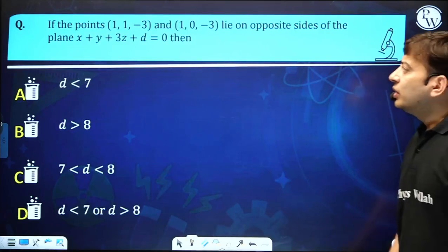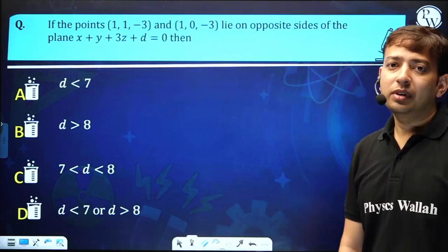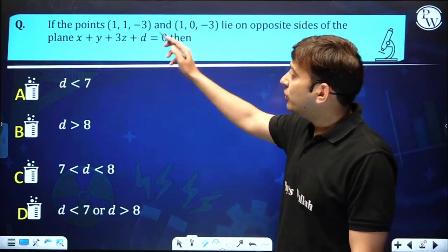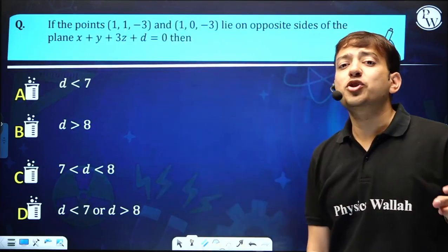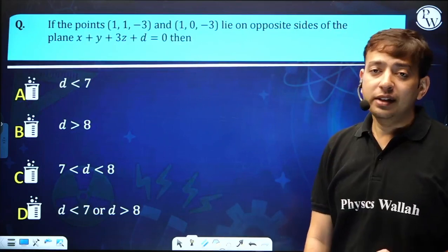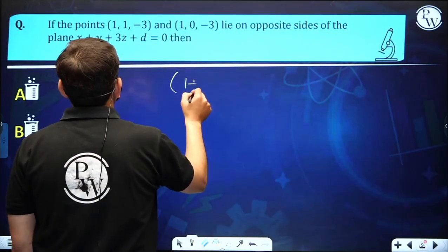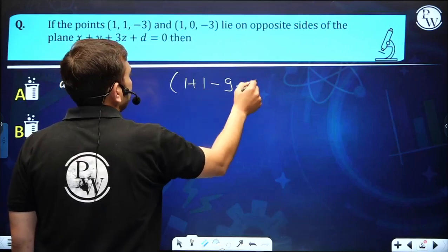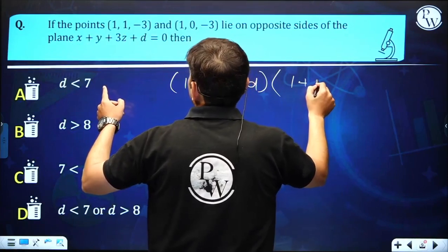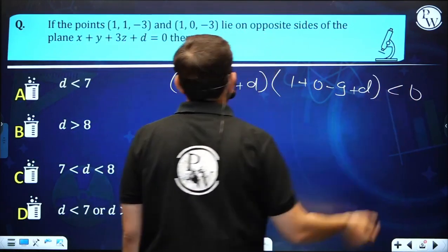Moving on. The points this and this lie on the opposite sides of the plane. Then, sir, the points are lying on opposite sides. So that means if you put one point and another point, the product should be less than zero, because one will give you a positive value and one will give you a negative value. So in this case, put the point: 1 plus 1 minus 3 threes are 9 plus d, into 1 plus 0 minus 3 threes are 9 plus d, should be less than 0.